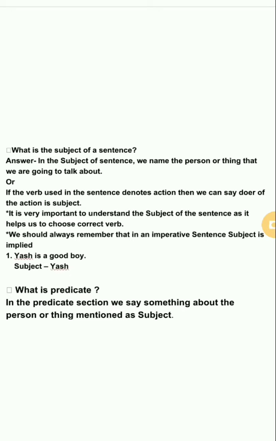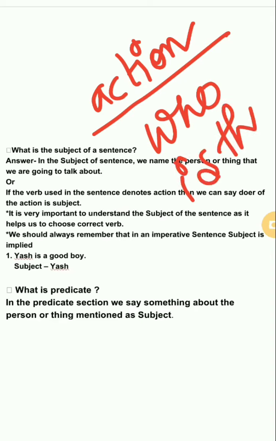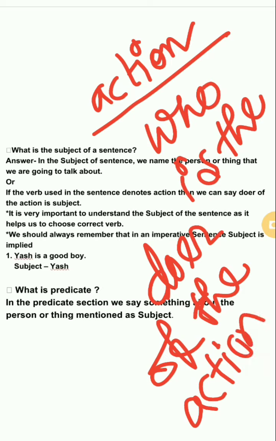One more way in which we can find the subject of the sentence: sometimes we have to see the verb. If the verb is an action verb, we will try to find who is the doer of the particular action. So we will consider that word or group of words as our subject.